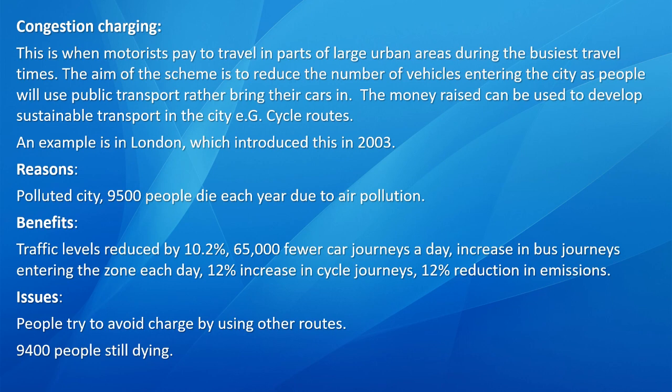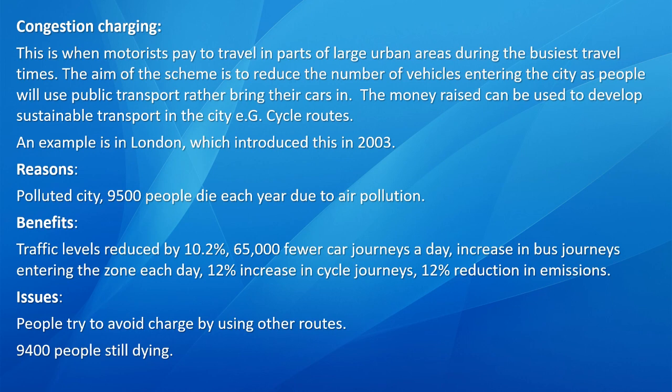2003. Now the reason is the polluted city. 9,500 people die each year due to air pollution. So if you can say it's a bit more expensive now, there's a big push factor in taking your car that you have to pay a congestion tax. That will suddenly create a pull factor for taking your bike, wouldn't it? You wouldn't have to pay for it. So the benefits is that traffic levels reduced by 10.2%. So here we can see it's working.